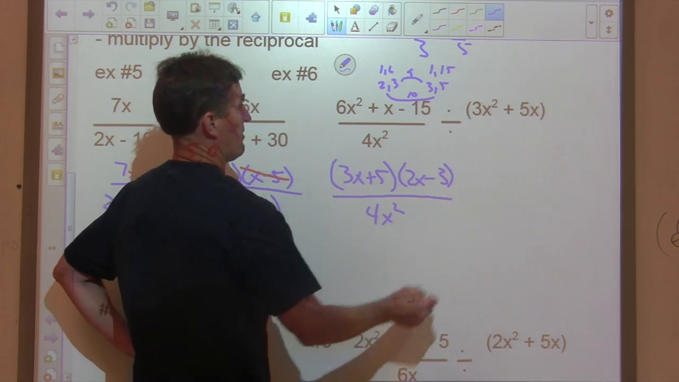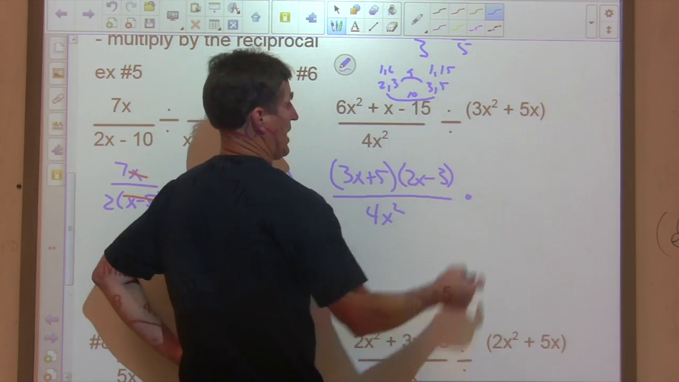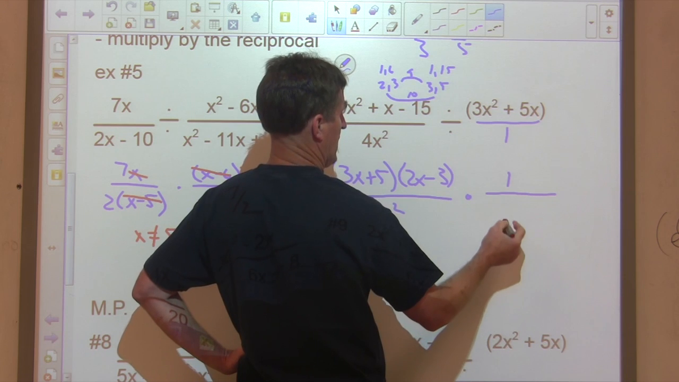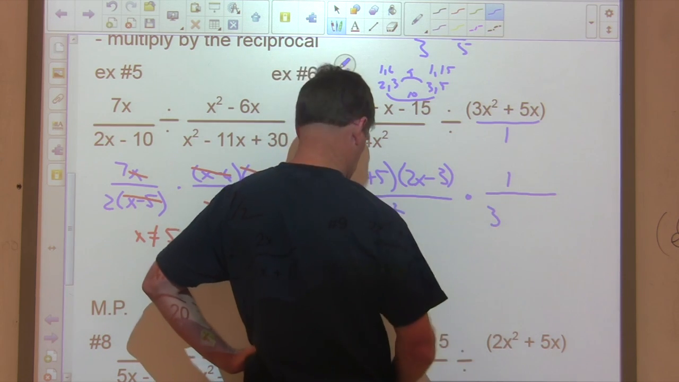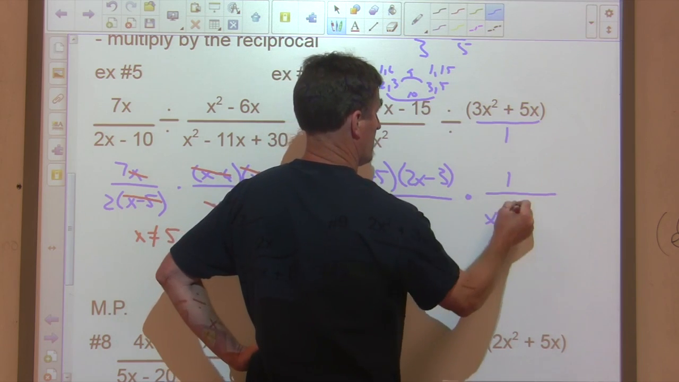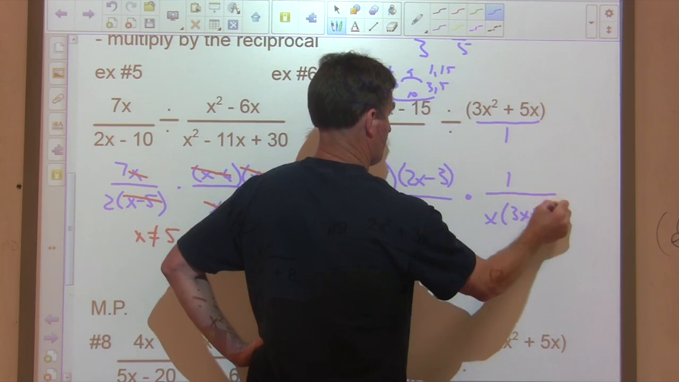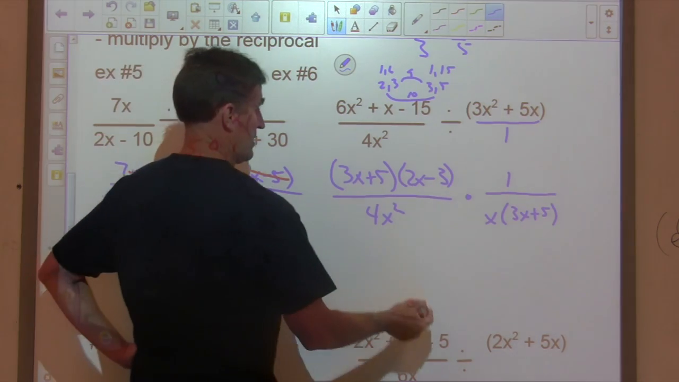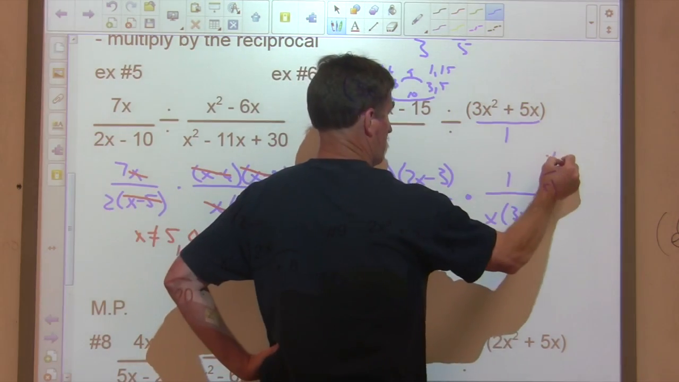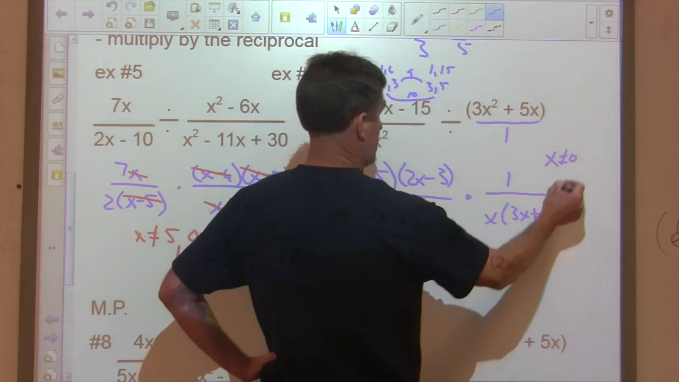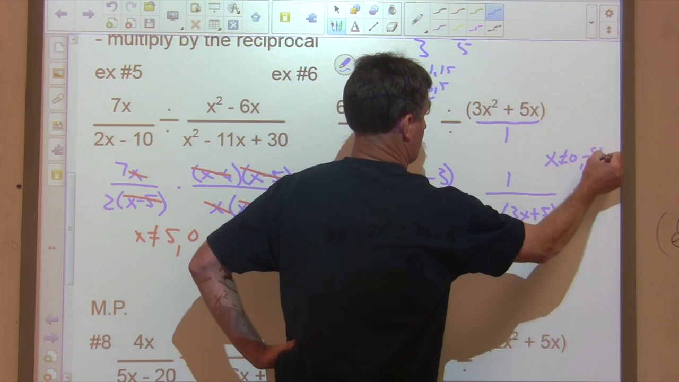Can't factor that. I'm going to change to multiplication and flip this over. Since there's nothing here, it's a 1. So 1 goes on top. And I can pull just an x out. And I get 3x plus 5. So our restrictions in this case would be x cannot equal 0. This is a 0, and then this is a negative 5/3.